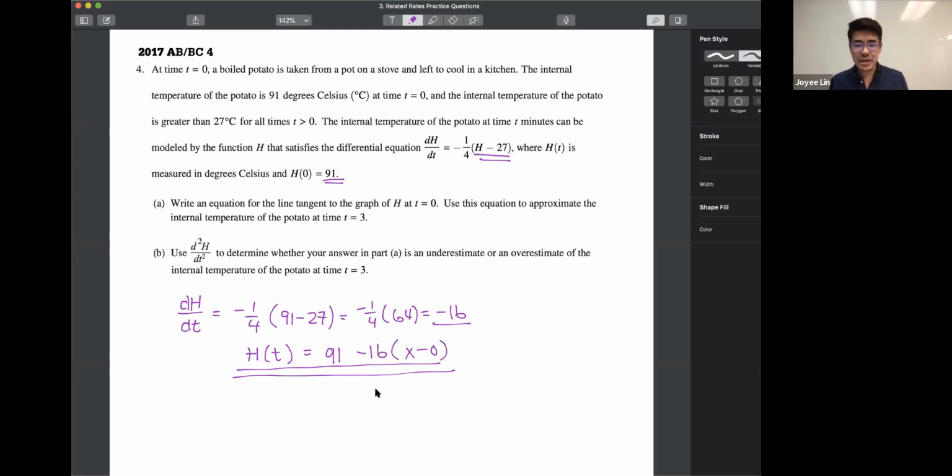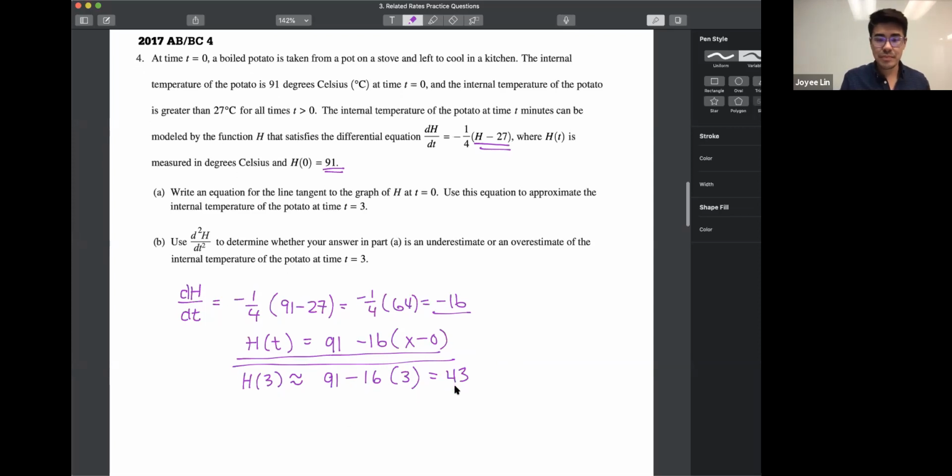And then from there, you can just plug in 3 to evaluate what the approximation is here, right? So if you were to write this on the test, make sure you put your squigglies because this is an approximation, not an actual value. 91 minus 48 is 43. Cool, so that's a tangent line approximation that could easily show up.